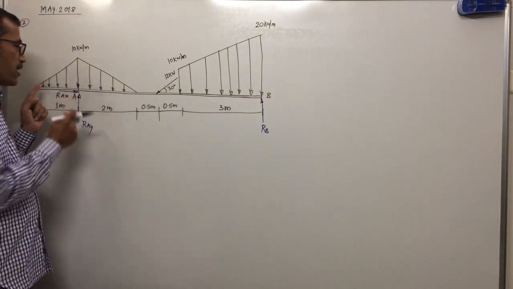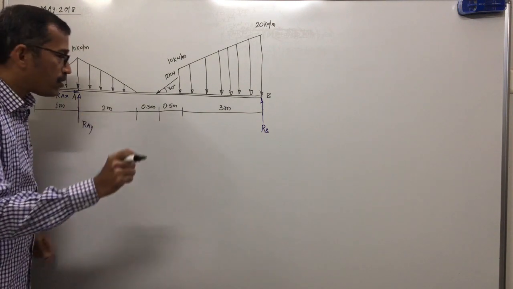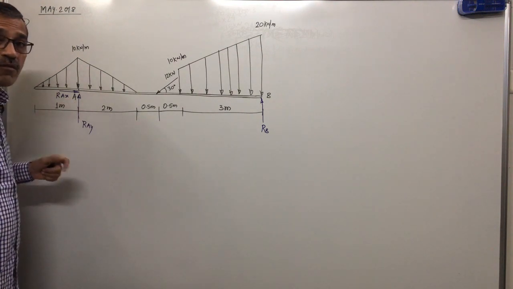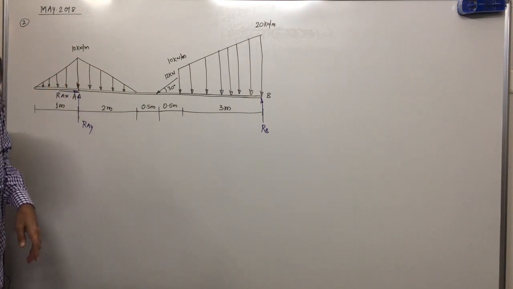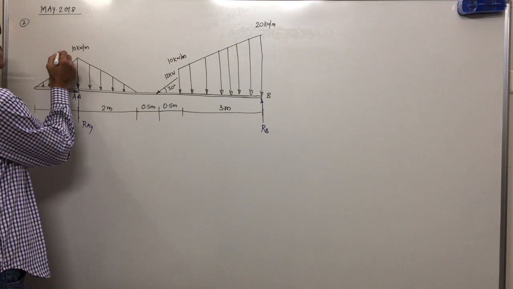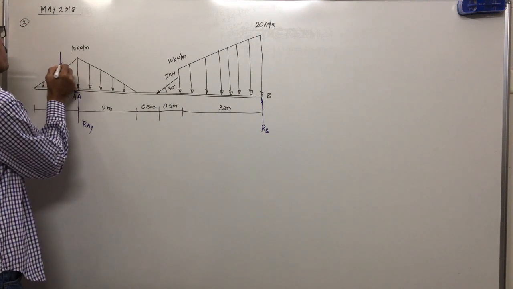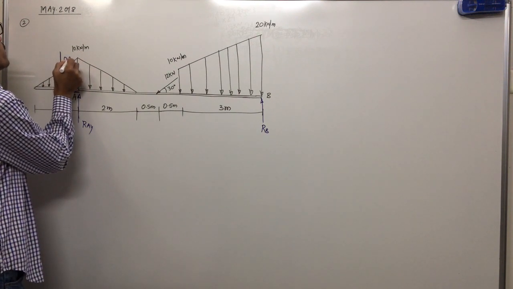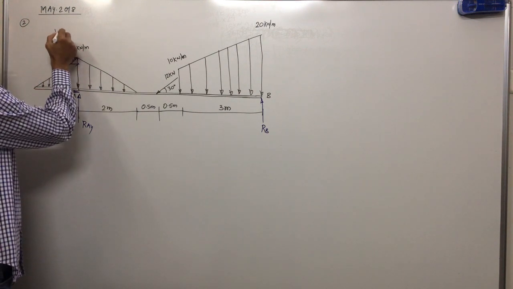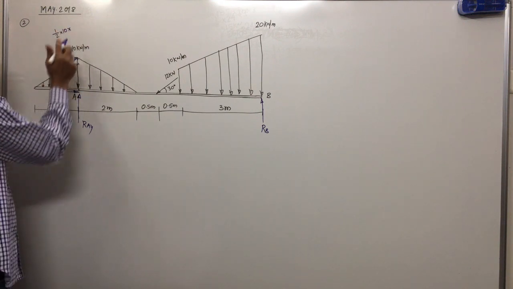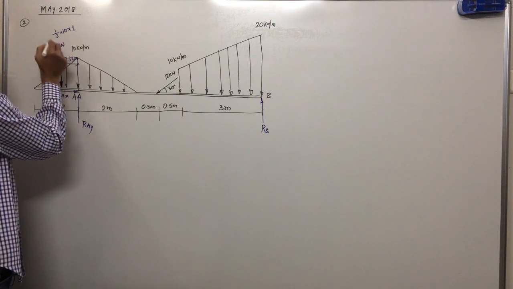First, in this 1 meter, for the UVL given, the equivalent load will act at 1/3 of its span, means 1/3 of 1 meter, from the maximum load. Maximum load is at A. So the equivalent load of this UVL is at 1/3 of 1 meter, which is 0.33 meter. Okay. Magnitude of load is WL by 2, means half of W into L: 10 into 1 by 2, so 5 kilonewton. Okay. This load is 5 kilonewton.